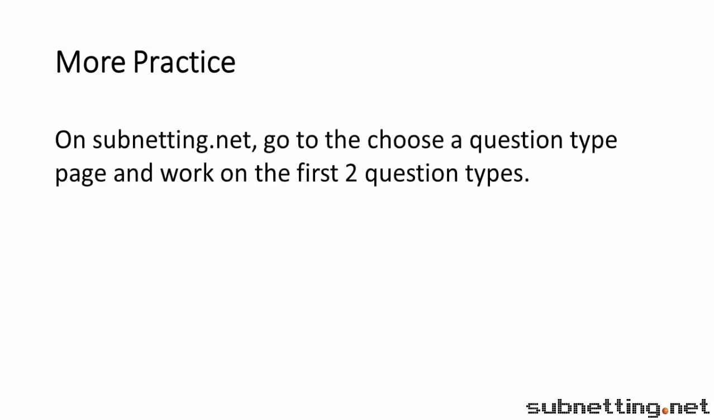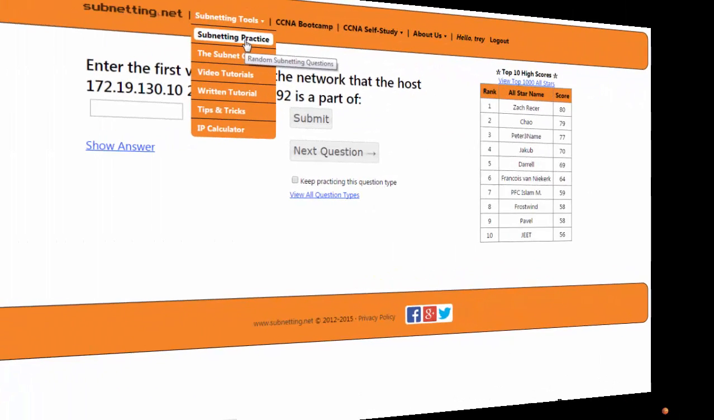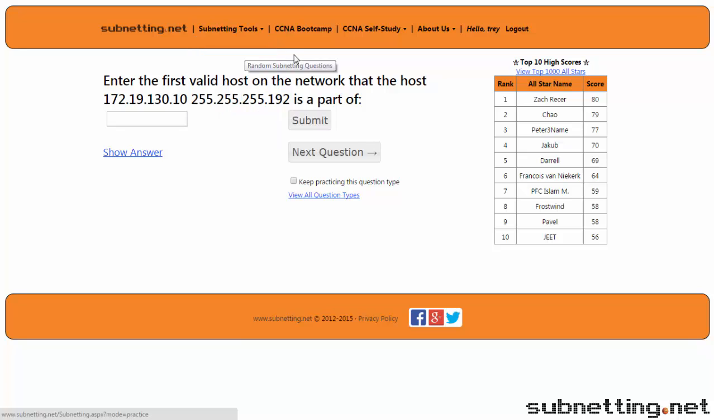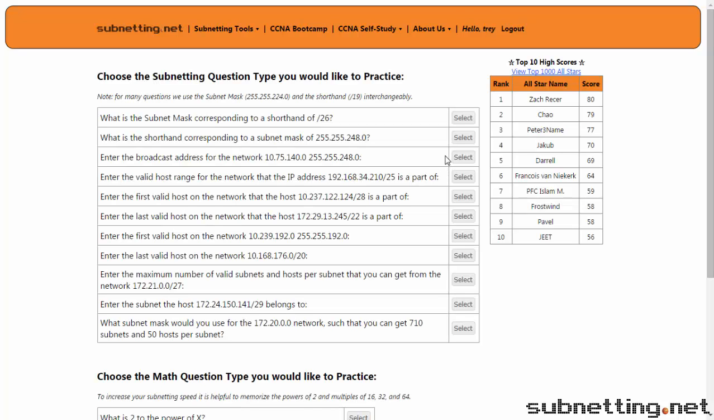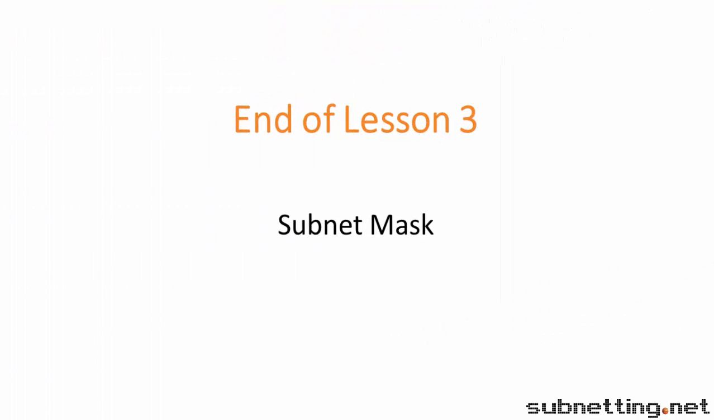In order to do subnetting quickly and accurately, it's important that you practice being able to convert between the decimal subnet mask and shorthand notation. On Subnetting.net, go to the Choose a Question Type page and work on the first two question types. This is the end of Lesson 3, which covered subnet masks, shorthand notation, and how to calculate subnet ranges.